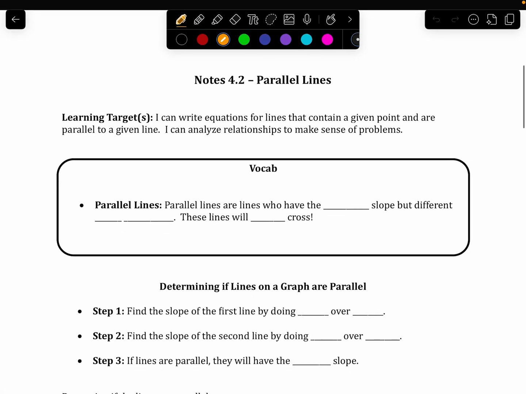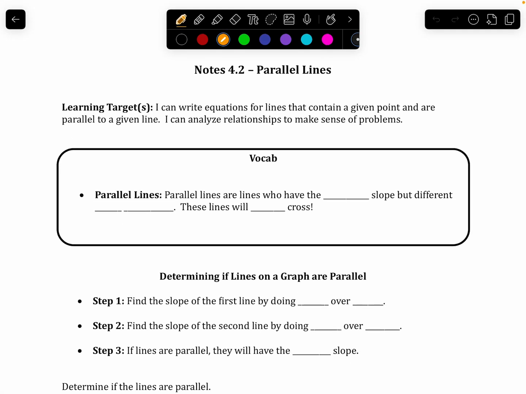Hello everybody. Today we're going to be going over our 4.2 notes, which talk specifically about parallel lines. When you were in middle school, you learned a little bit about parallel lines. We're going to go into some more detail today. This is something that's really important that we do in Algebra 1, and it's something that you're going to talk about again in geometry. So let's make sure that we are focusing on what we are talking about today.